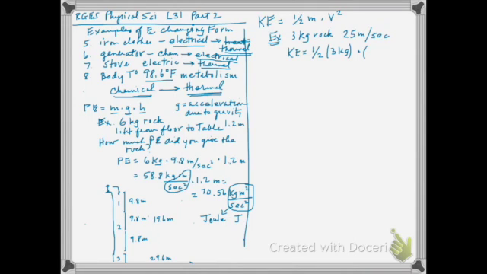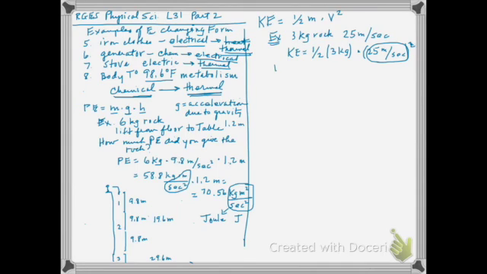And then you multiply that by the velocity squared. And so the velocity is 25 meters per second. And you square that whole thing. This is the velocity, 25 meters per second, and then it's squared. So you want to remember to do that.